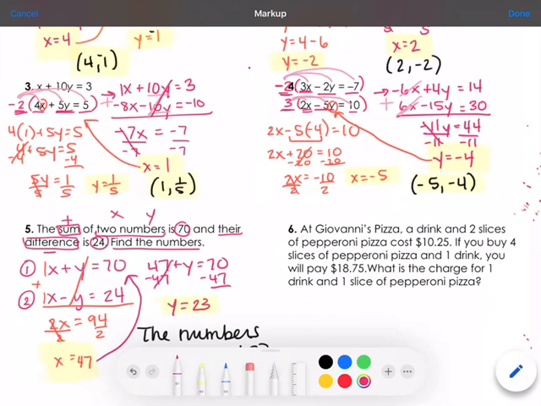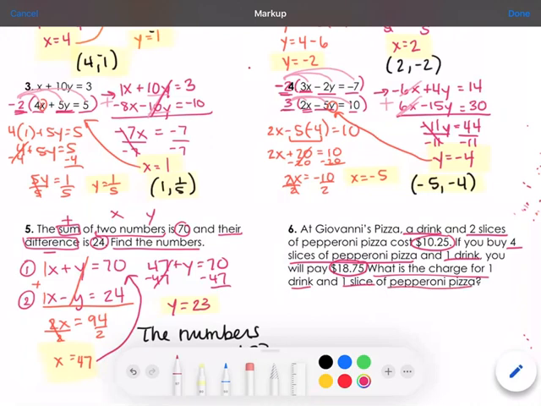All right, now I'm going to go to number 6, which is another word problem. It says, at Giovanni's Pizza, a drink and 2 slices of pepperoni pizza cost $10.25. If you buy 4 slices of pepperoni pizza and 1 drink, you will pay $18.75. What is the charge for 1 drink and 1 slice of pepperoni pizza?